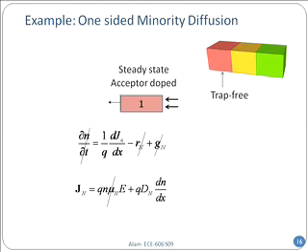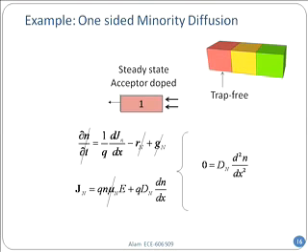I'll explain in a second. But this time the gradient is not 0. Why? Because from one side, from the yellow, carriers are coming in, delta n is not 0. But on the left-hand side in the metal contact, the concentration is 0. And so therefore, there is a concentration gradient.